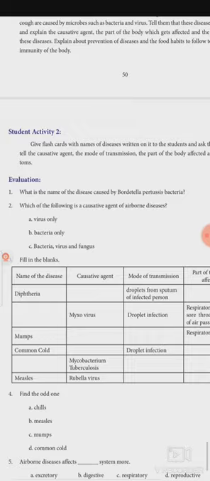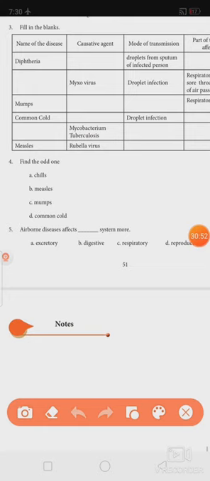Next, find the odd one out. A is the odd one out. And for the fifth one, C is the answer. Respiratory system is the answer.